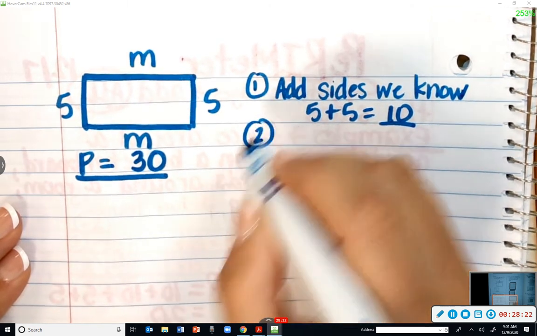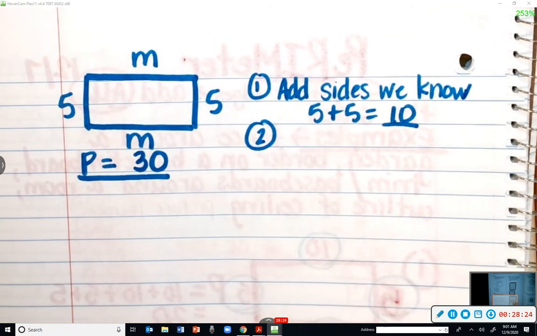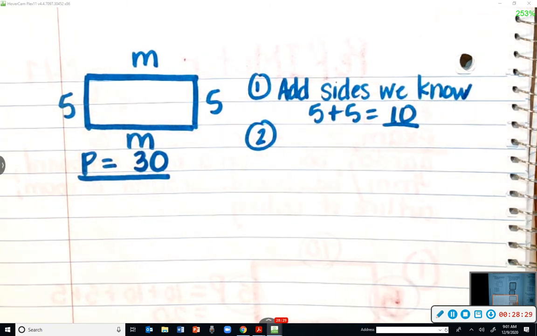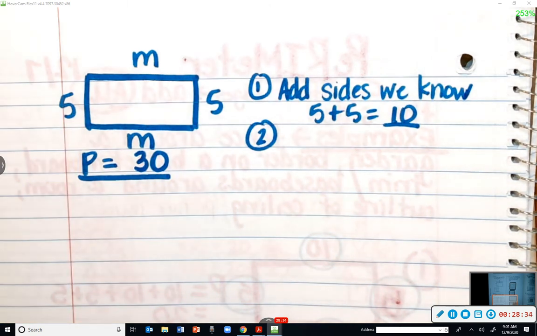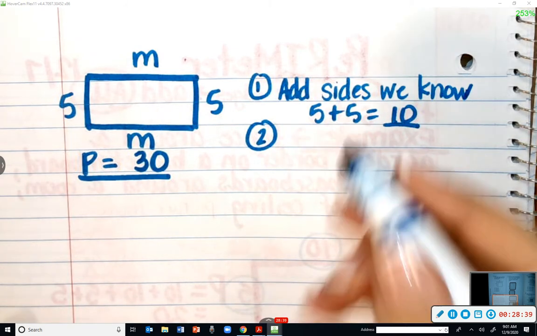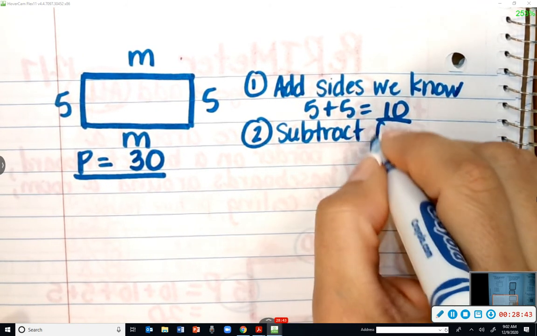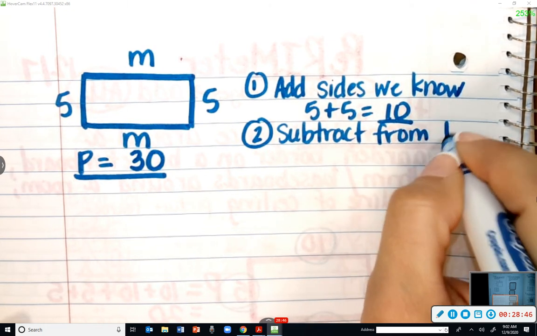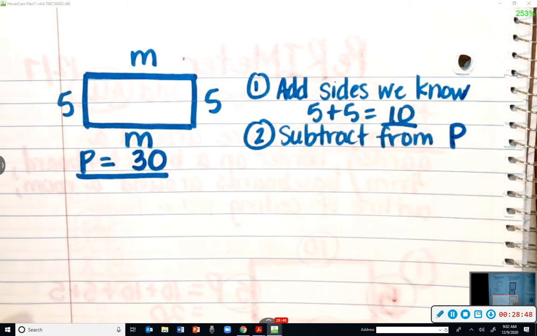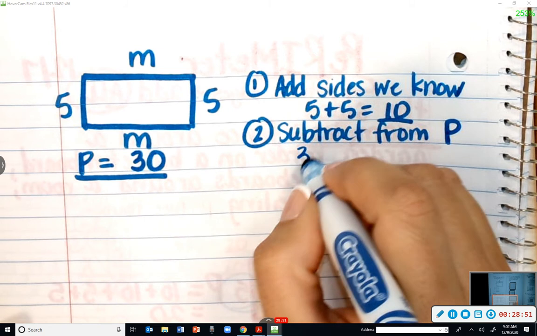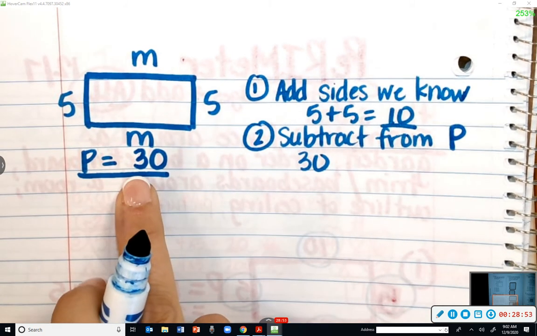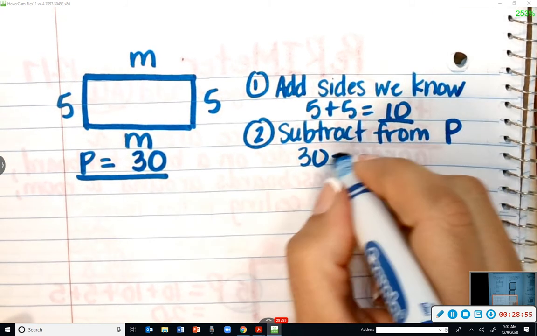Step 2. Brandon, what will we do next? Subtract 10 from 2. Good. Subtract from, and I'm just going to put P this time, but P should stand for what? Perimeter. So you would do 30, because over here it tells me that the perimeter is 30, minus 10.